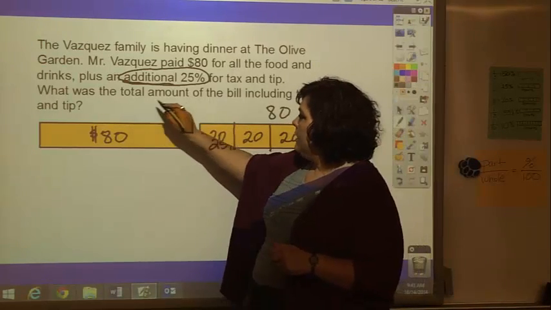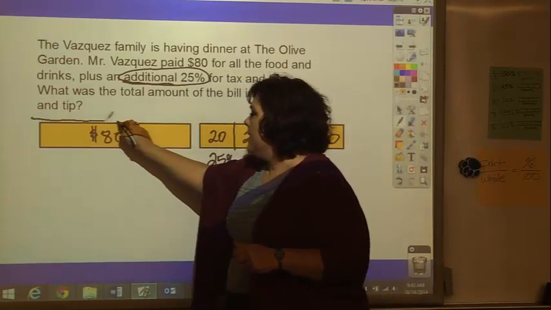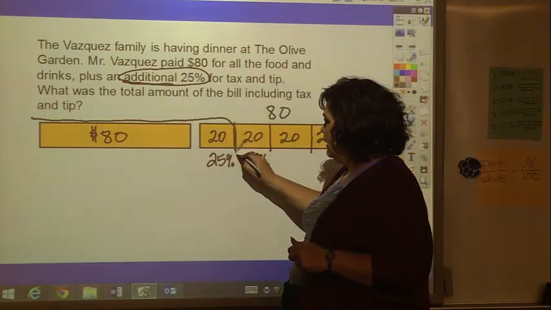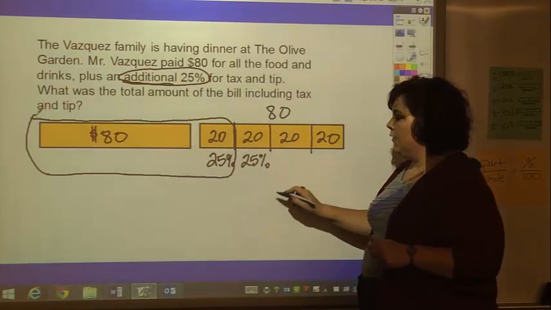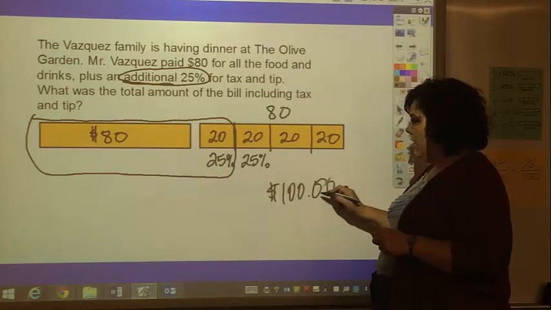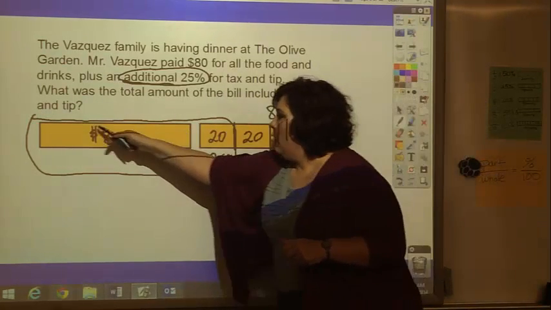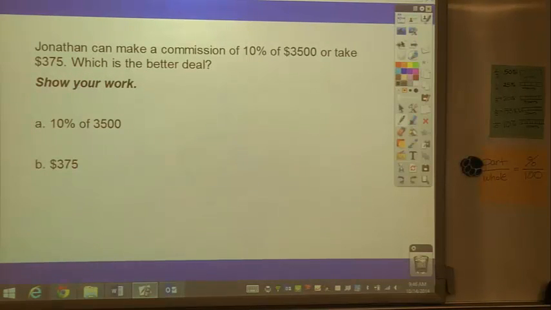So what was the total amount of the bill including tax and tip? This is the bill, this is the tax and tip. So what is that total amount? That total amount is $100. And so it is this whole thing, the amount that you paid plus the tip that you pay.